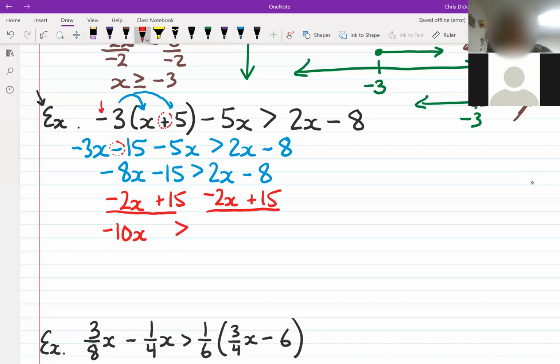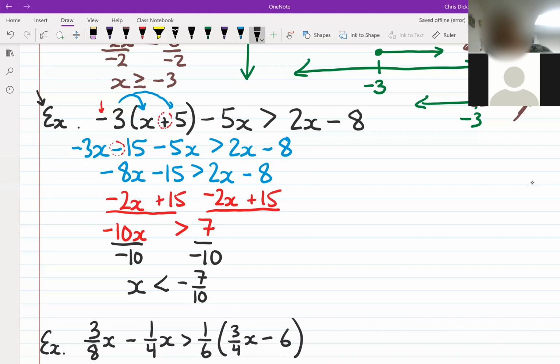And then I have -2x plus 2x is 0. But then I have -8 plus 15. So that's going to give me +7. Okay. So I have -10x is bigger than 7. So now I'm going to divide both sides by -10. And so now I just get x here, and I get -7/10. And now because I divided by -10, I wind up getting less than that, less than -7/10.